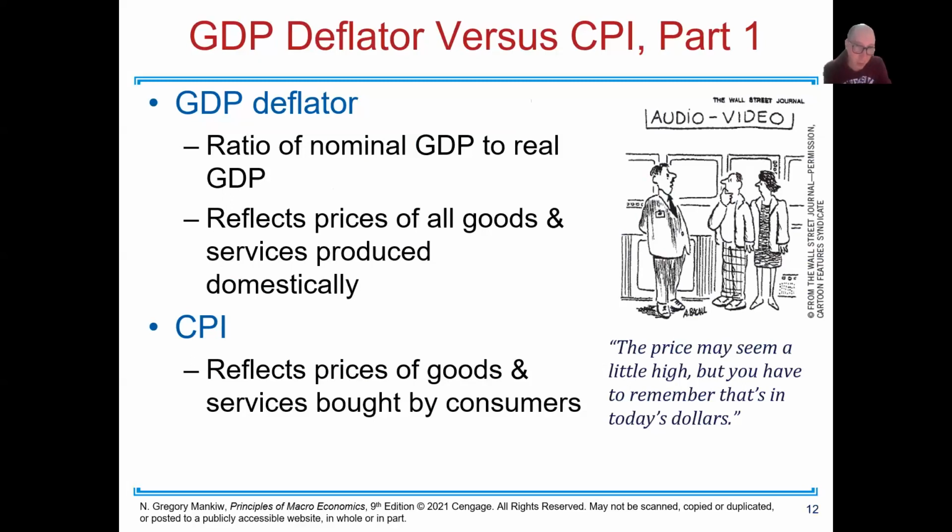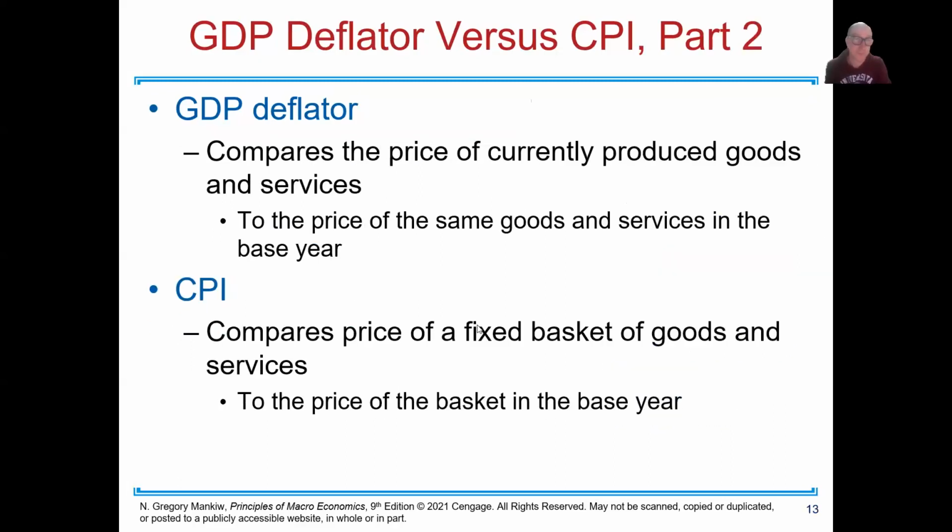And in comparison to the consumer price index, it's reflective of the prices of goods and services that are purchased by consumers. The gross domestic product deflator looks at the price of currently produced goods and services, and we compare those to the base year, whereas a consumer price index looks at these goods and services in terms of a basket compared to the base year.